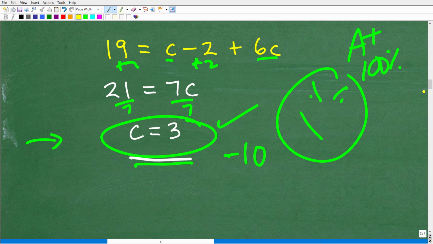All right, so let's go ahead and check to see if c is equal to 3 is in fact a good solution.